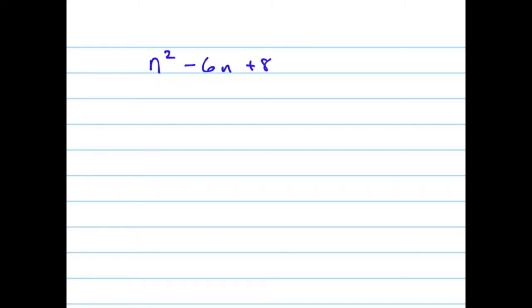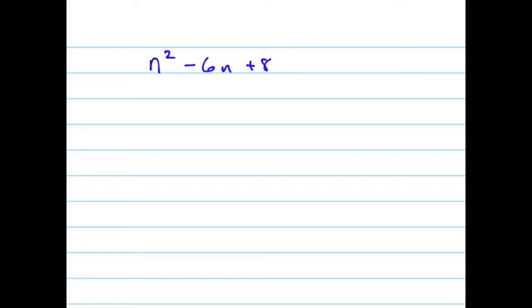So think about it. We're looking for numbers that multiply together to be positive 8 and add up to be negative, right? So if they multiply together to be positive, then either they're both positive or both negative, right? But they've also got to add up to be negative. So should they be both positive or both negative? Both negative. That way they can add up to be negative.